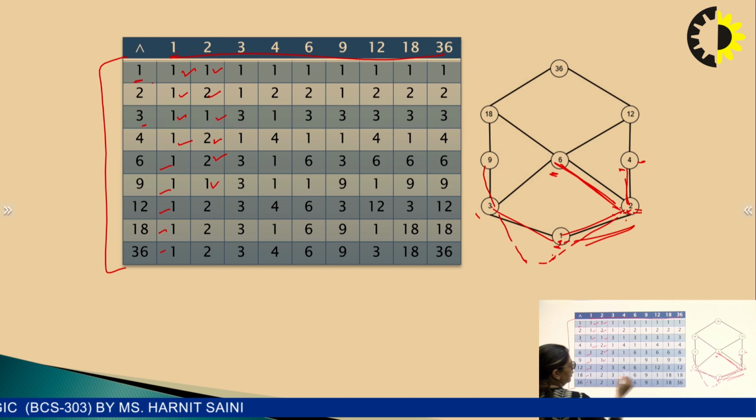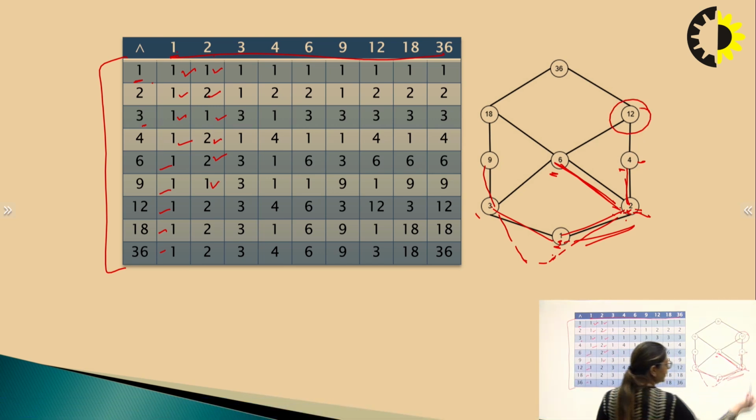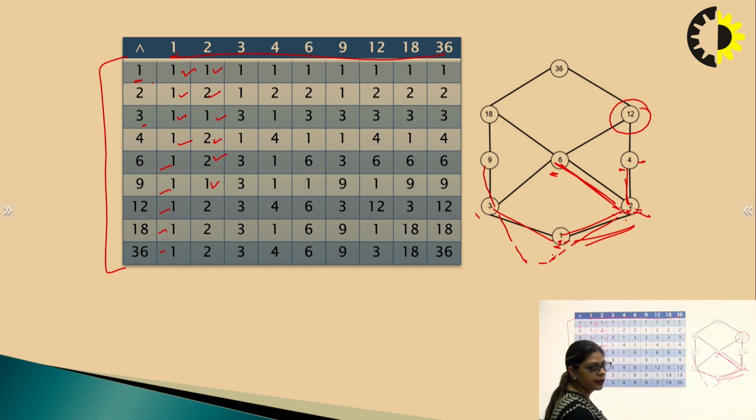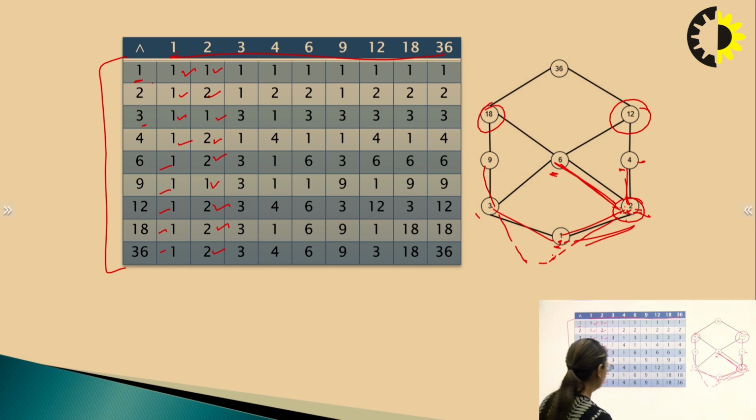2 and 12. There is a path in this. So when there is a path, you do not have to worry about anything, just put the lower element in that. So 2 will be there. And 2 and 18, again there is a path, so 2 is lowest. 2 and 36, again there is a path, and 2 will be the lowest. So the lower element will be the least upper bound.